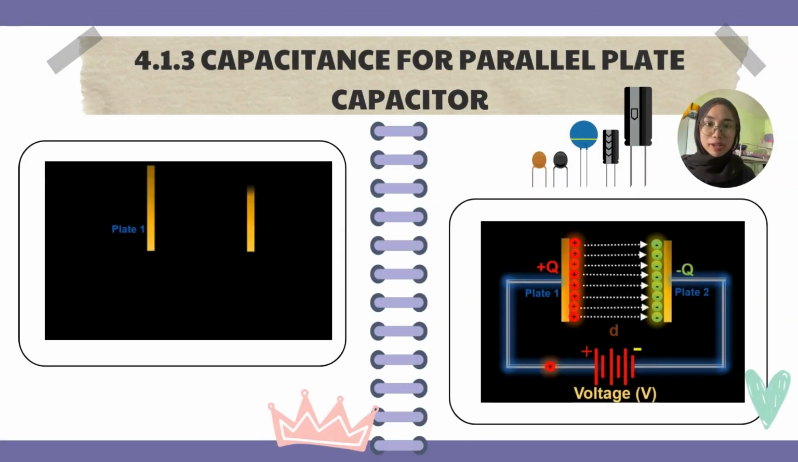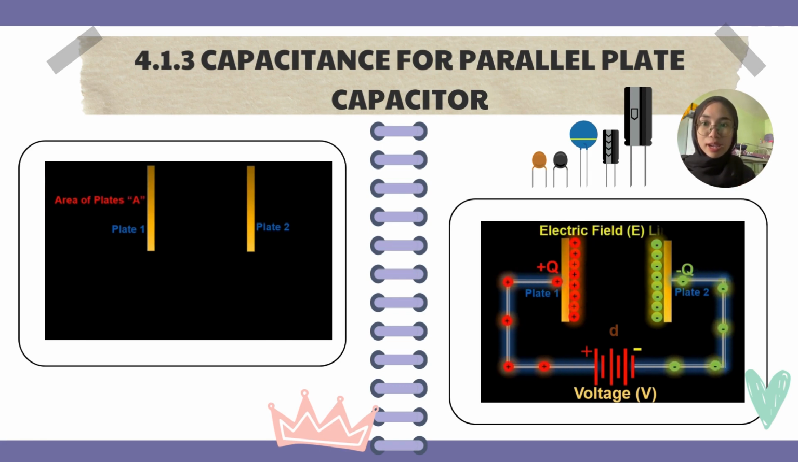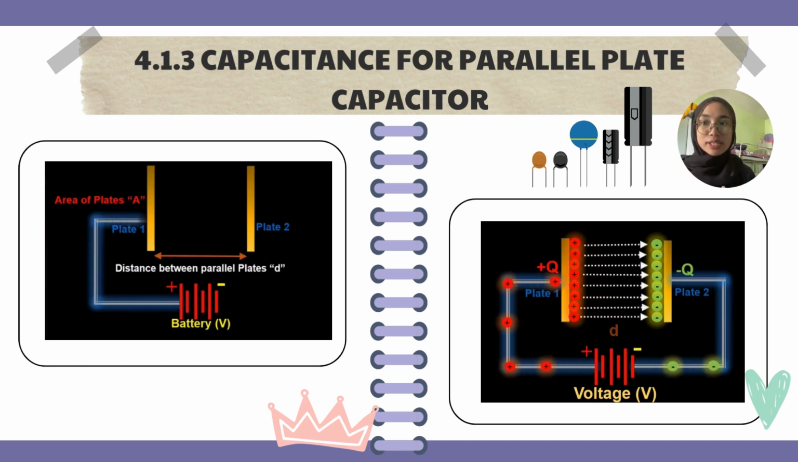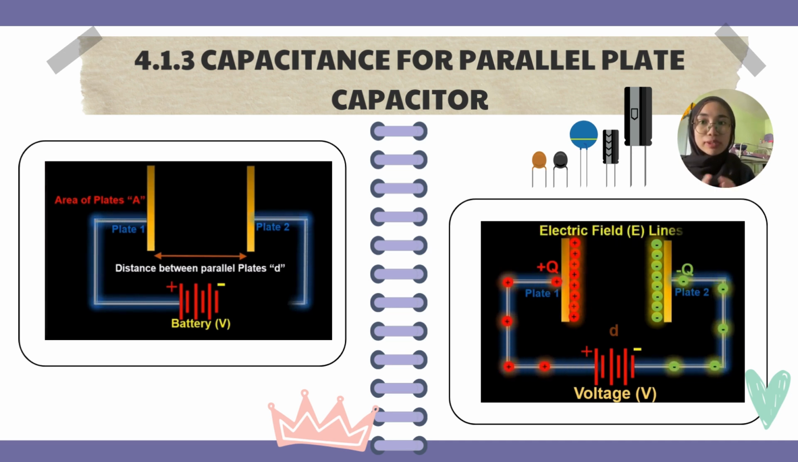4.1.3 Capacitance for a parallel plate capacitor. A capacitor is a two-terminal electrical device that is used to store energy in the form of electric charge. When two metallic parallel plates of area A separated by distance d are connected with a battery, the plates are charged and an electric field is established between them. Such a setup is called a parallel plate capacitor.